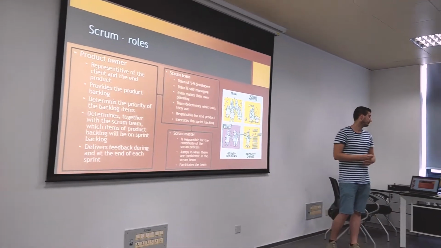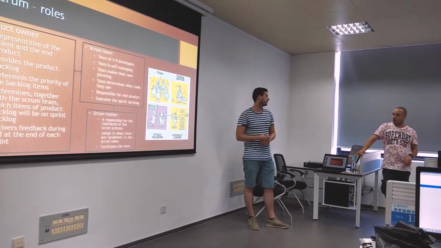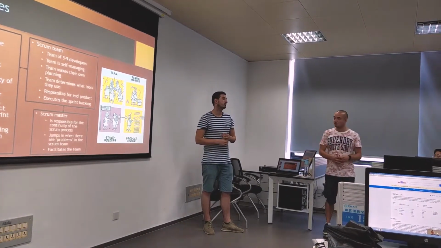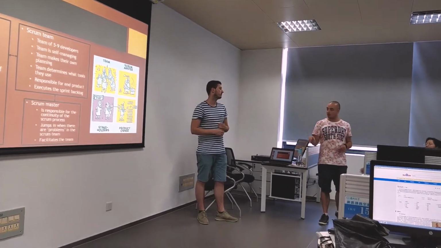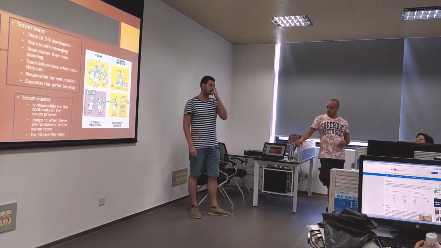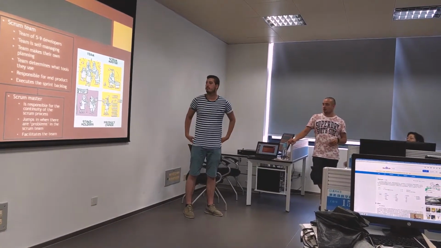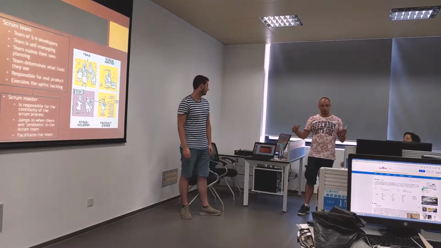Compare that with the classical and traditional waterfall model. The project manager manages the team. He is responsible for the deadlines, and in Scrum the team itself is responsible for the deadline, and they do everything by themselves. And the Scrum Master only jumps in where there are problems.